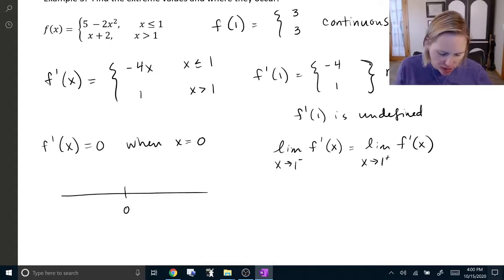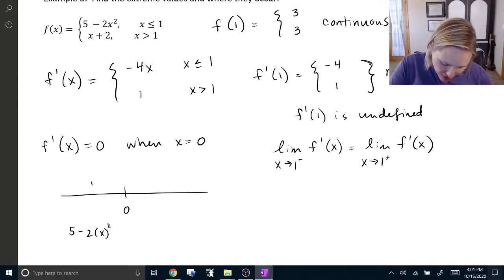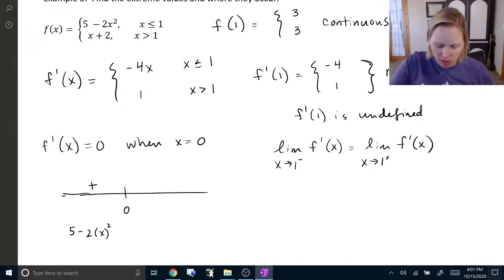On the left-hand side, when I plug in negative values, I'm only going to be concerned with 5 minus 2 times x squared. So when I plug in like negative 1, I get positive numbers here. I'm going to have positive values. So remember, I'm to the left of 0 here. So I'm positive, which means my function must be increasing.